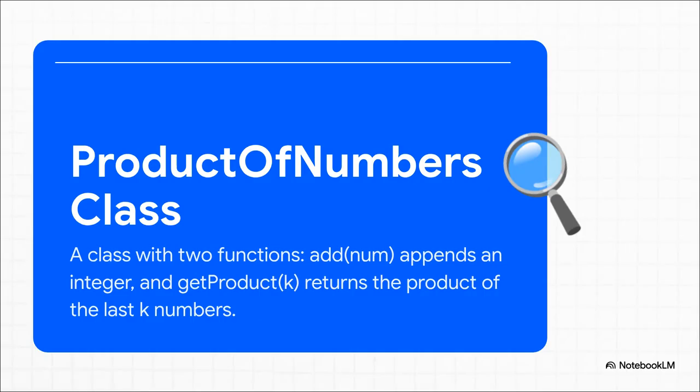What we need to build is a class. We'll call it ProductOfNumbers. And it really only needs to do two things. First, it needs an add method. You give it a number, it adds it to the stream. Simple. Second, it needs a getProduct method. You ask for k, and it has to spit out the product of the last k numbers it's seen. Seems easy on the surface, right?